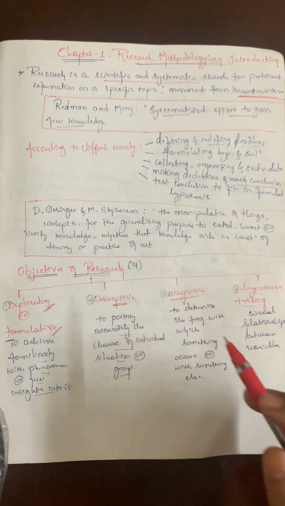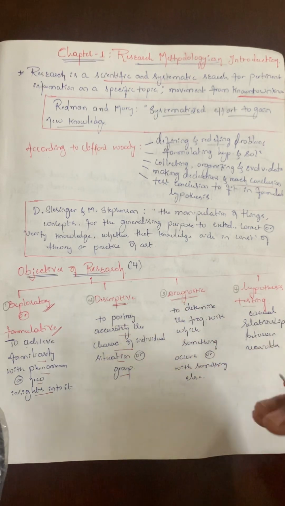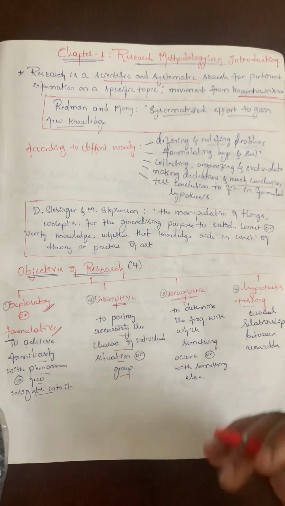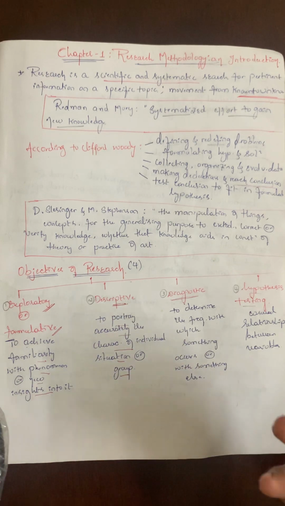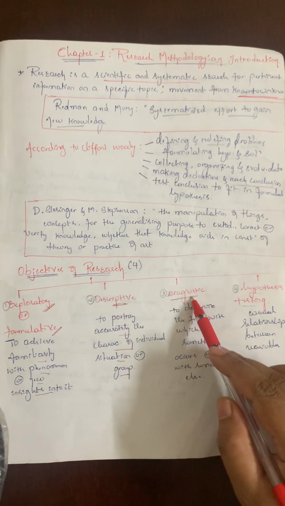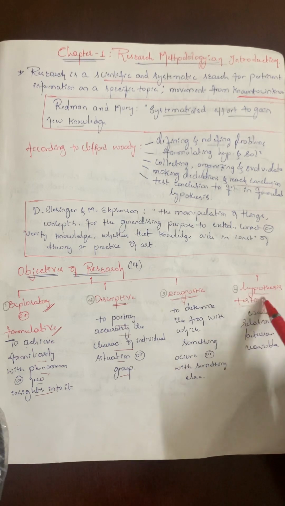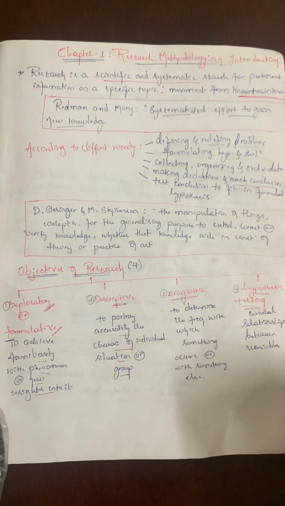Third one is diagnostic, to find out the frequency of something that's occurring with something else, right? How many times it's occurring, with what terms it's occurring. So that is diagnostic research. Next one is hypothesis testing. Hypothesis testing is nothing but testing the relationship between different variables. We might have different variables when we are framing a solution. So basically we take all those variables and find out the relationship between these variables, right?